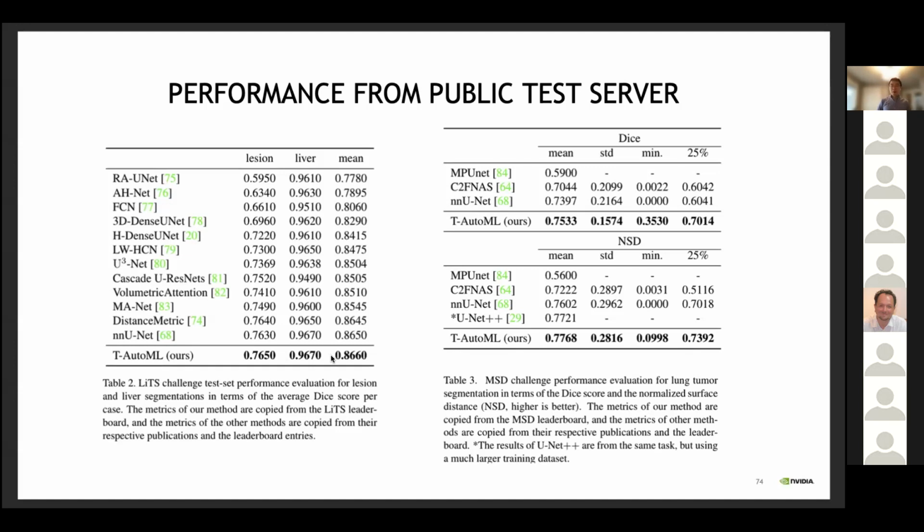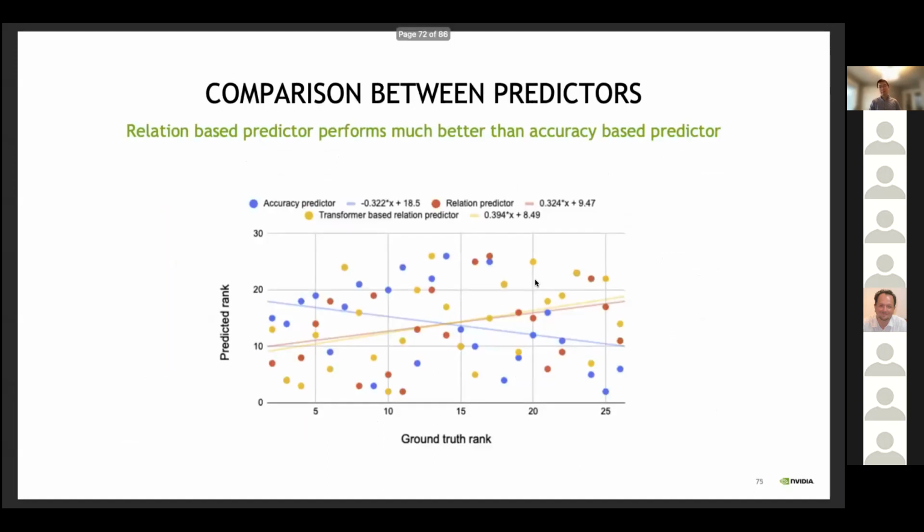And also, we searched on this data set, and then we transferred our searched network to another data set called MSD lung tumor segmentation. Lung tumor segmentation in MSD is a really small data set. It has only about 40 data points. So we just retrained the searched architecture on this data set. Still, we reached very good performance on the test leaderboard. It's encouraging for us.